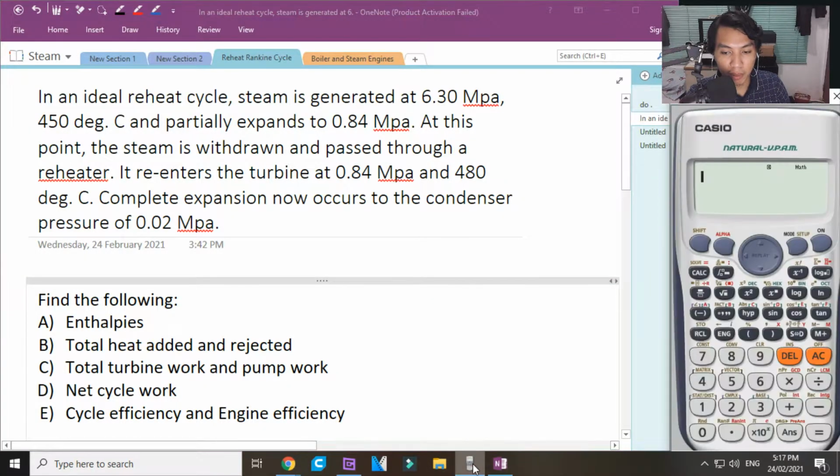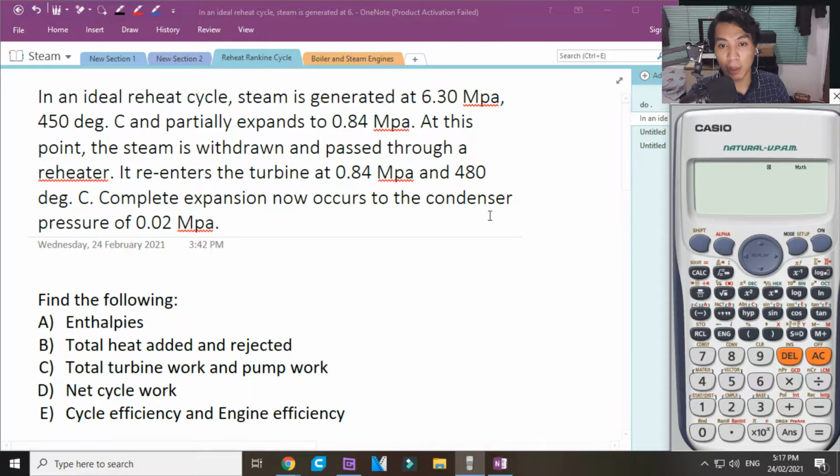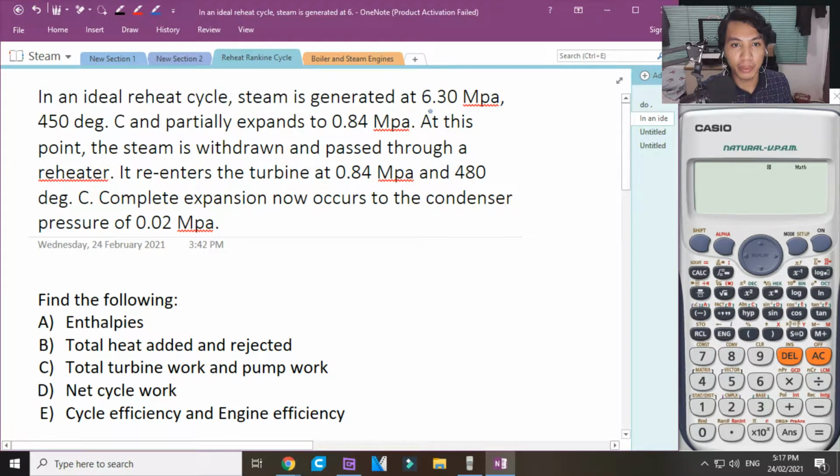Okay, so we have concluded yung ating discussions about the reheating process on our Rankine cycle. Now, ano ba yung problem na ito? So, mahirap ba? Tignan natin. So, in an ideal reheat cycle, steam is generated at 6.3 MPa at 450 degrees Celsius. So, yun yung value. 6.3 and then 450.